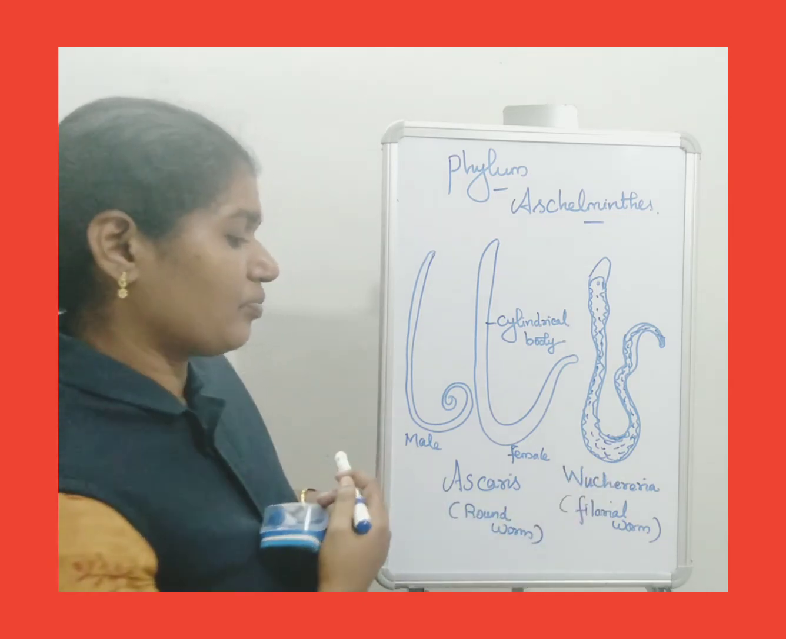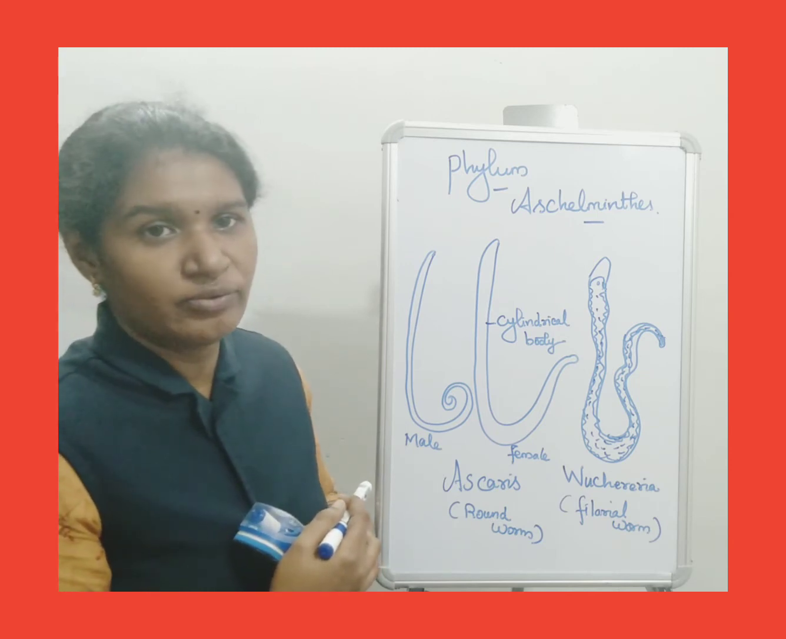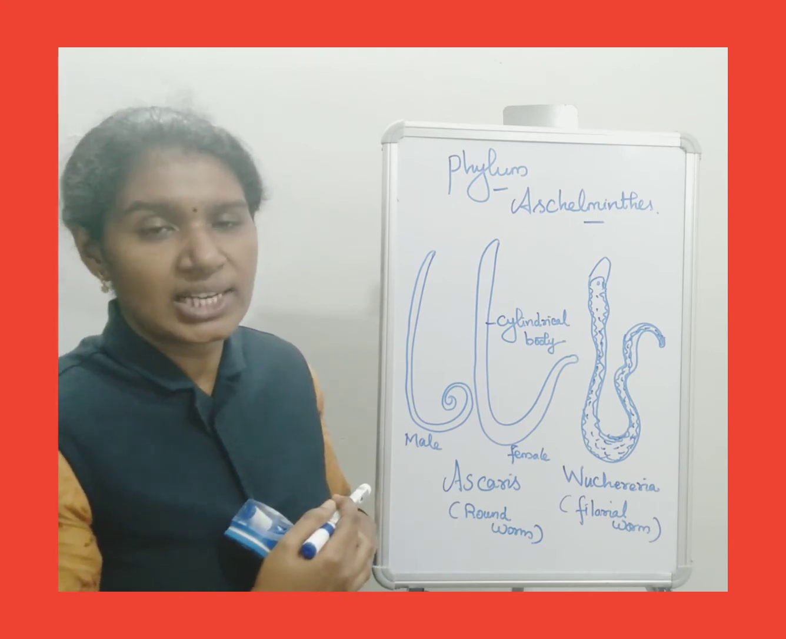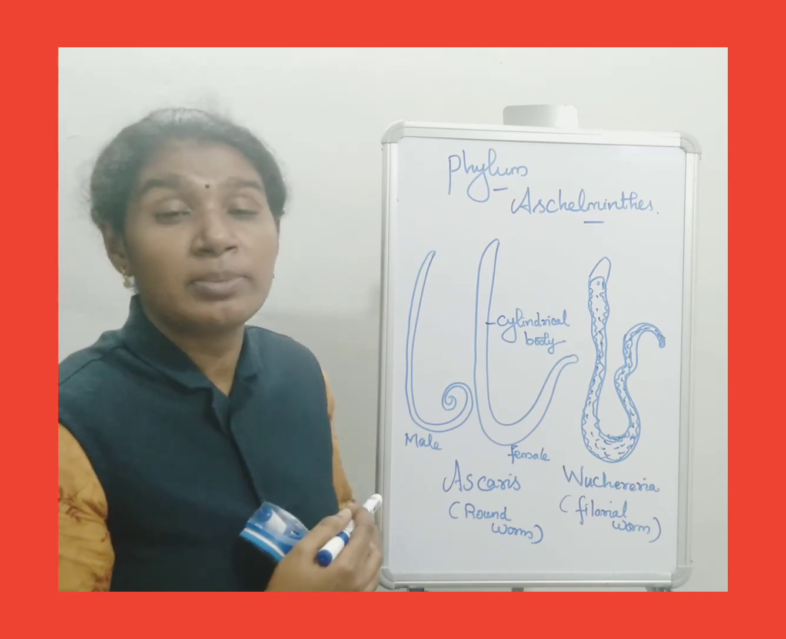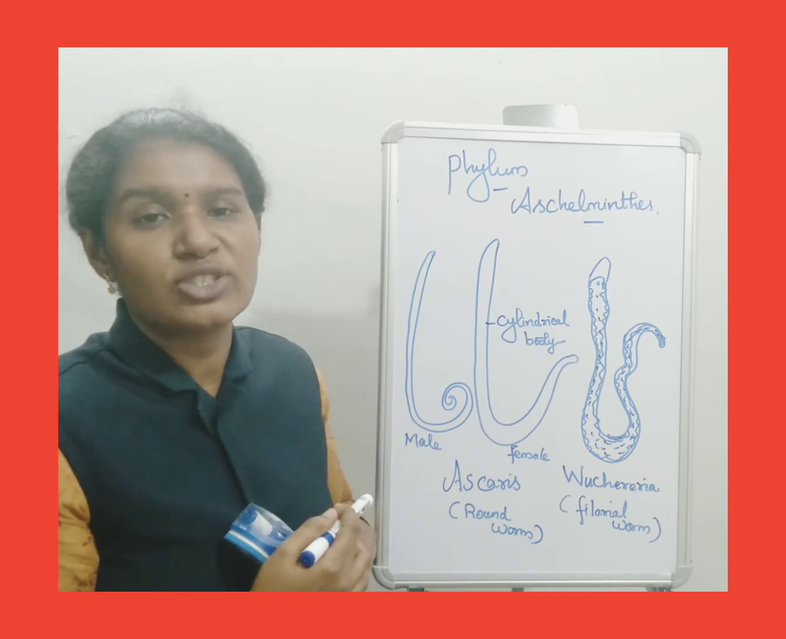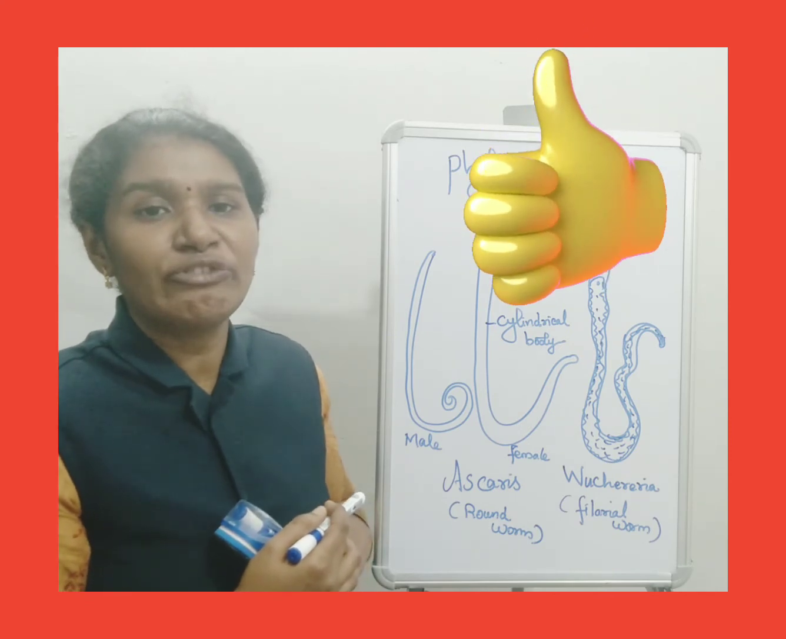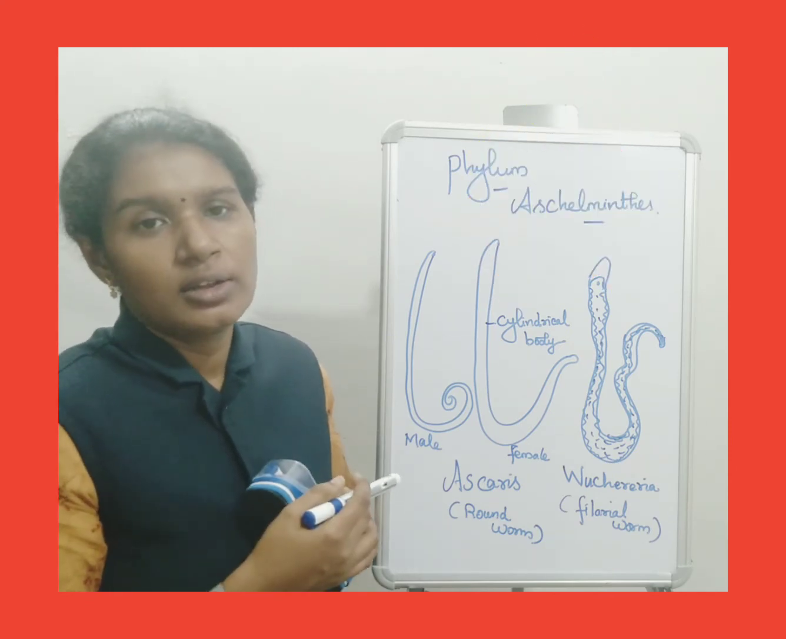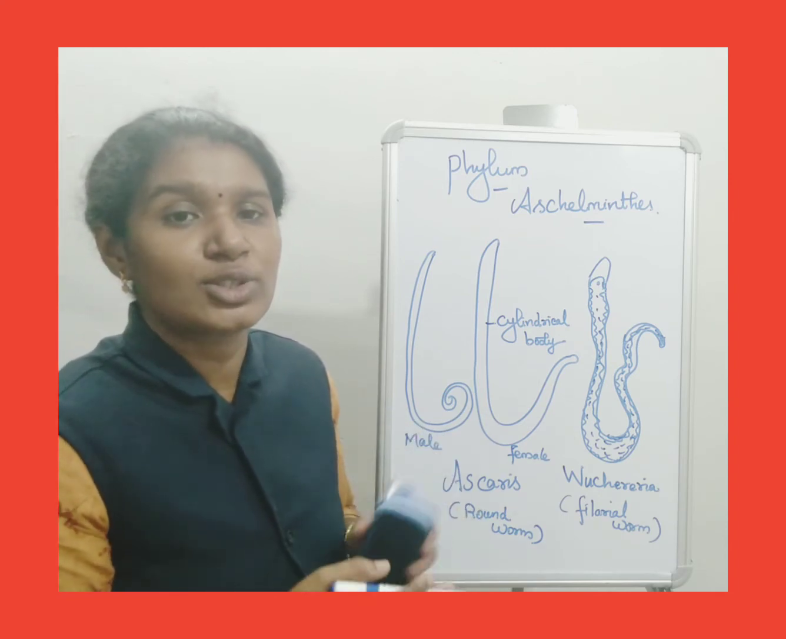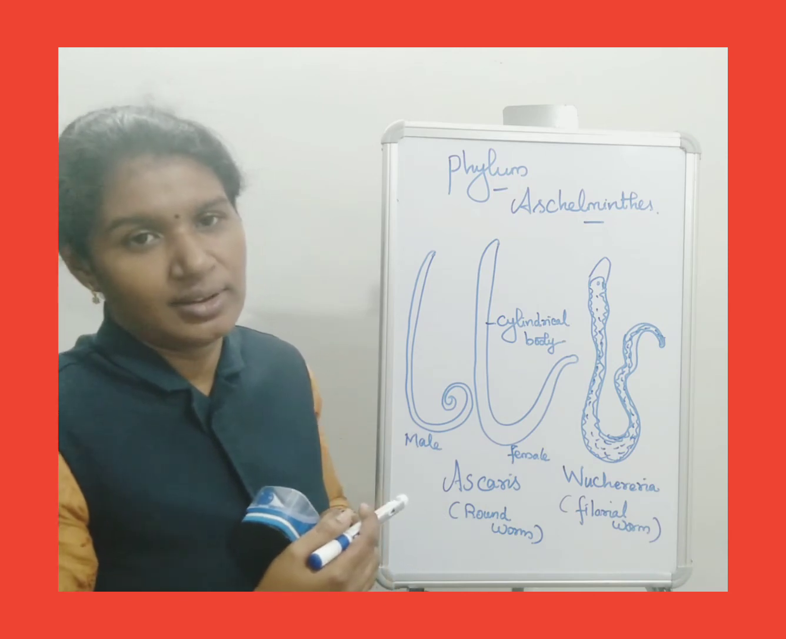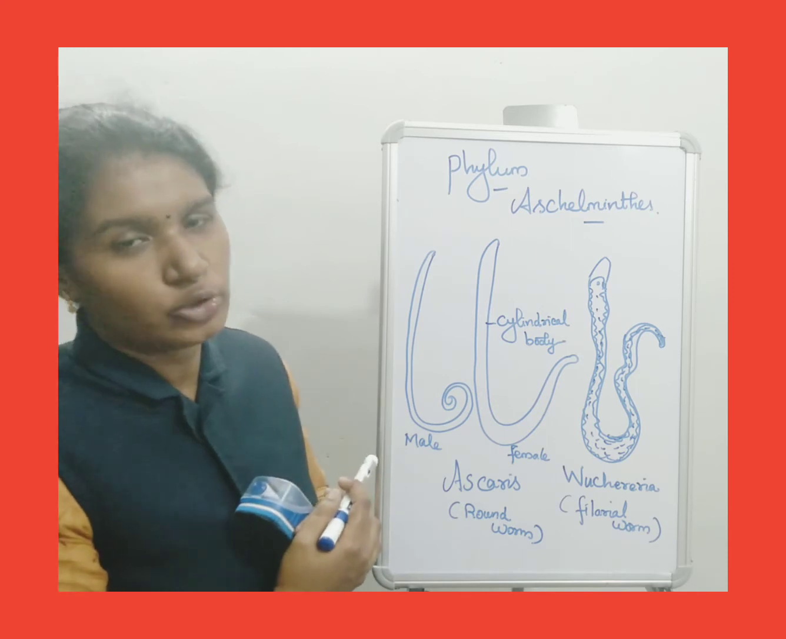And Wuchereria bancrofti is another one, called the filarial worm. The filarial worm causes a disease in man called elephantiasis. You know what is meant by elephantiasis? Elephantiasis affects the leg. Directly it affects the lymph nodes of the leg. So the lymph node enlarges and swells, and automatically our leg also enlarges. That is called elephantiasis. It is caused by Wuchereria bancrofti.